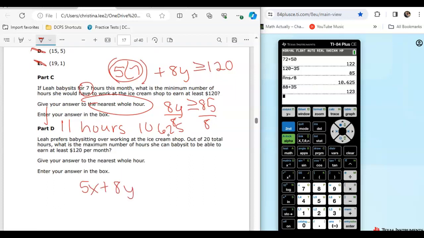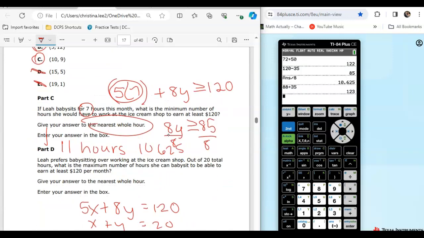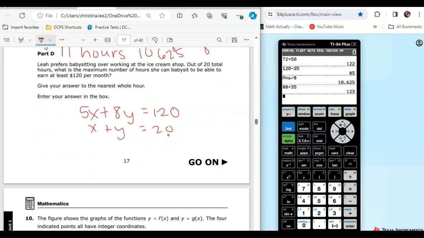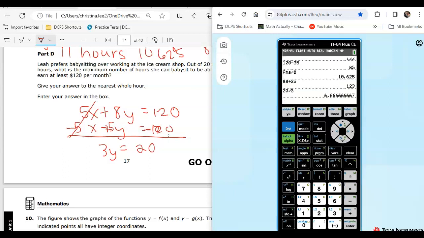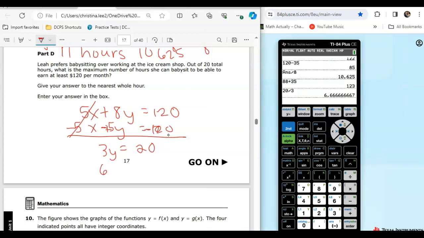So what we can do then is we have 5x plus 8y, we'll make it equal to 120, okay? And then x plus y equals 20. Do that right? Let me make sure. Yes, okay. And so now we want to see where they are going to intersect, because that'll tell me the greatest number of hours that she can work babysitting, right? And so what I'm going to do is I'm going to multiply this whole thing by -5. So it's going to be -5x minus 5y equals -100. And so this will cancel out, and we'll get 3y equals 20. And so then 20 divided by 3 is going to give me a decimal of 6.67-ish. Okay, that gives me how many hours she would work at the ice cream shop.